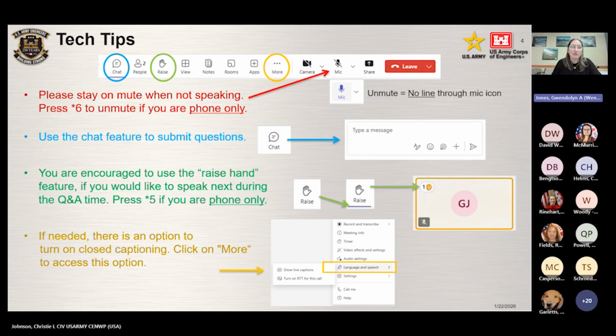Down at the bottom of the screen, if you need a little extra help with closed captioning, there is a little button. It is 3 dots, and it has the word more underneath it. You can turn on closed captioning on your device if you click on that More button and go down to Language and Speech, and then you should see an option to show live captions, and that will show the transcription at the bottom of your screen as we're doing the presentation.